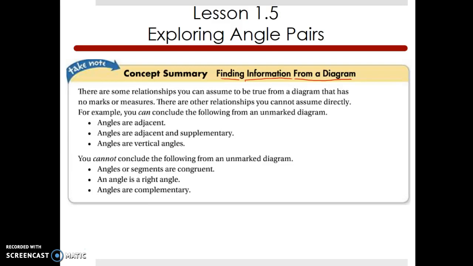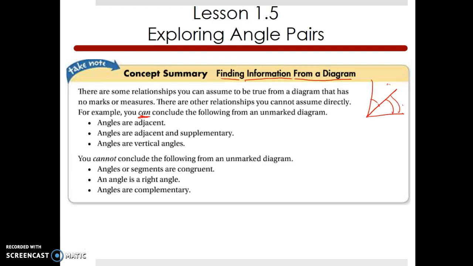and what we cannot conclude. So the first thing that you can conclude is that angles are adjacent. You don't need markings to tell you whether angles are adjacent. As long as they are next to each other, they are adjacent. You can see it and you can tell whether it's adjacent or not.